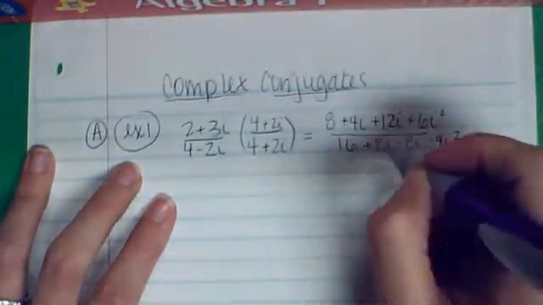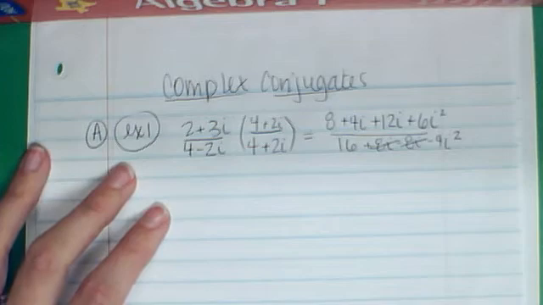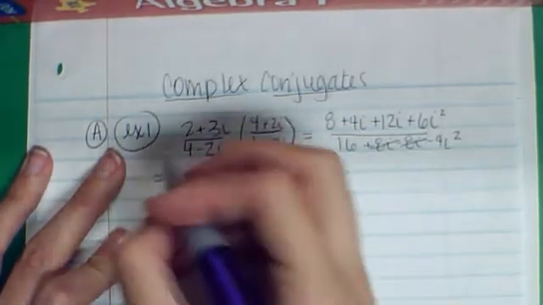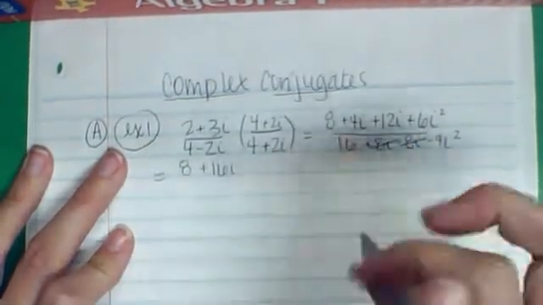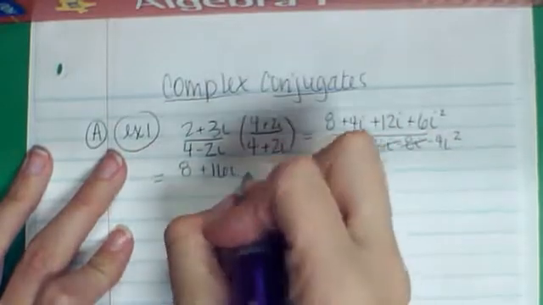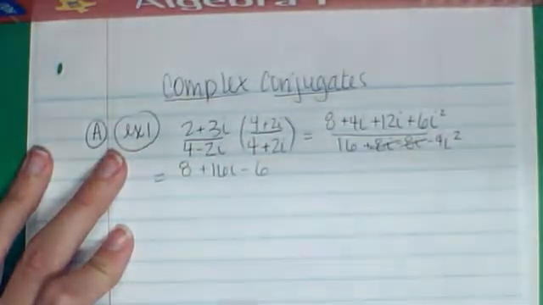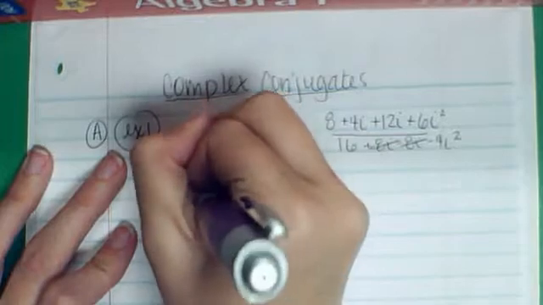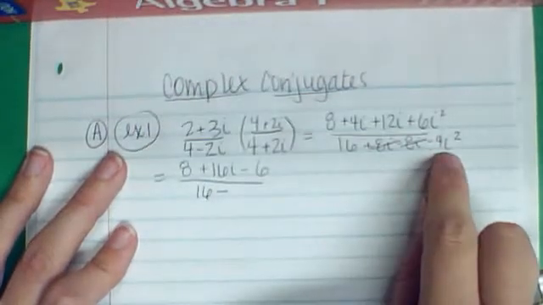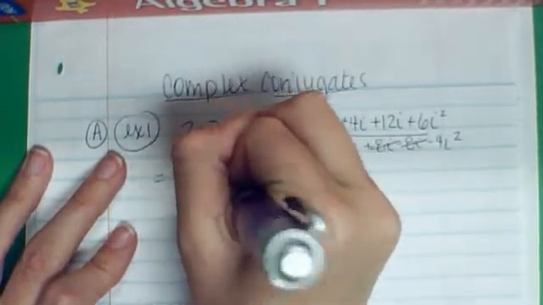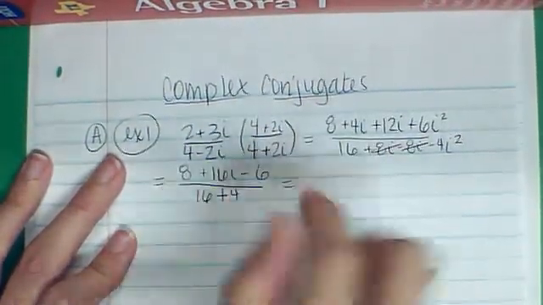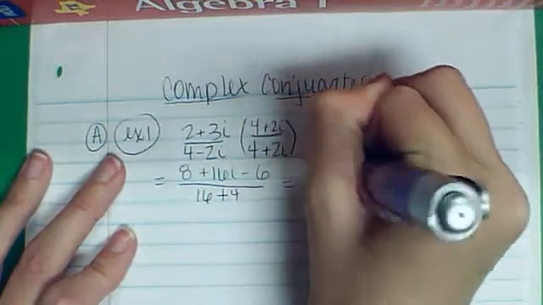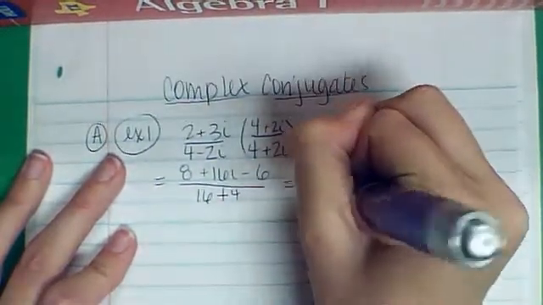You should notice that on the bottom, my i terms cancel, and that will happen every single time. That's the point of getting rid of i on the bottom. If I combine my like terms on the top, I have 8 plus 16i. And then 6i squared, remember i squared is just negative 1, so that changes to negative 6. On the bottom, I have 16, and minus 4 times i squared, which makes that positive 4. Now on the top we can do 8 minus 6, which is 2, plus 16i, all over 20.